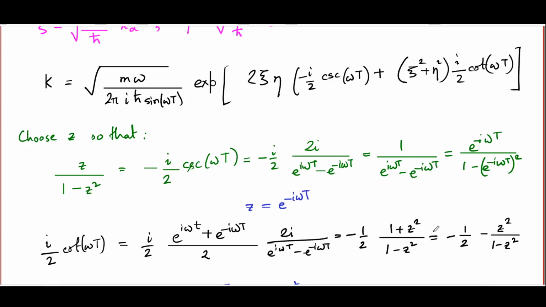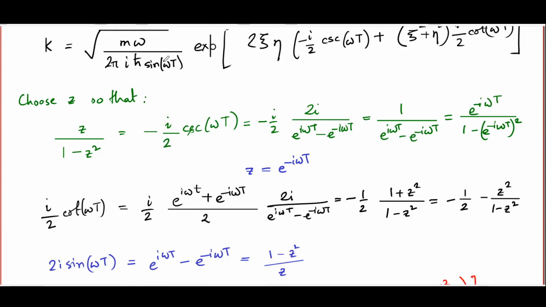That's 1 plus z square by 1 minus z square. So we have not exactly got what we wanted. What we wanted was minus z square by 1 minus z square. But frankly, you've got something very close. You've got minus half minus z square by 1 minus z square. So there's an extra minus half. But as you will soon see, that's not really a problem.